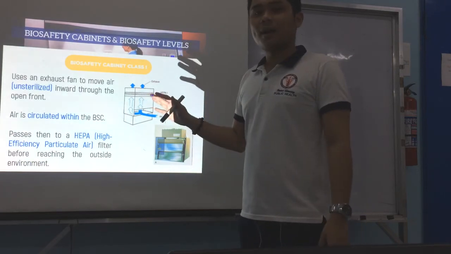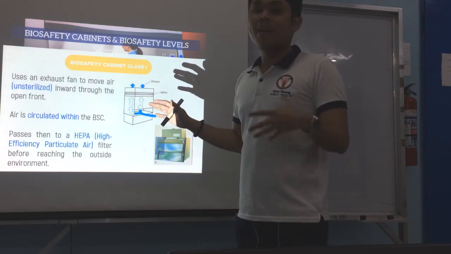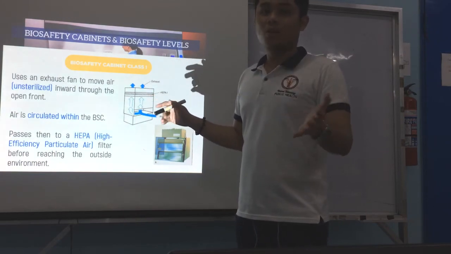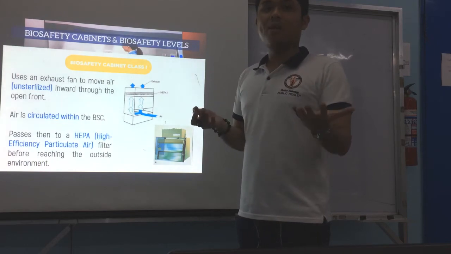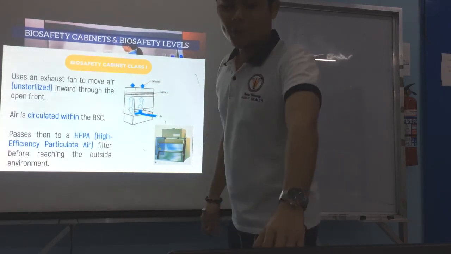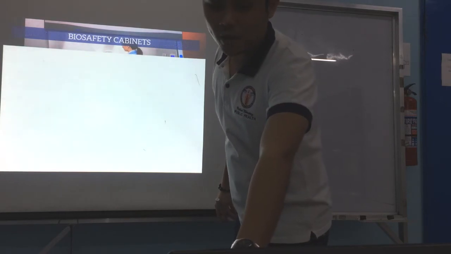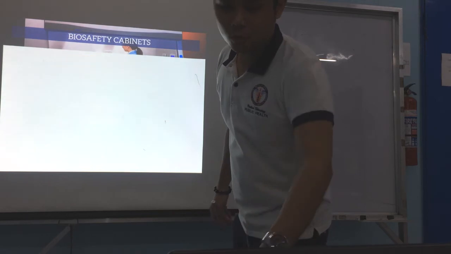And usually, BSC 1 is used for organisms that are BSL 1 or Biosafety Level 1. So, those organisms that are not known to cause any infection, BSL 1. The biosafety cabinet we use is Class 1. Okay. That's for BSC 1. Next, we go now to your BSC 2. Okay. Or Biosafety Cabinet Class 2.